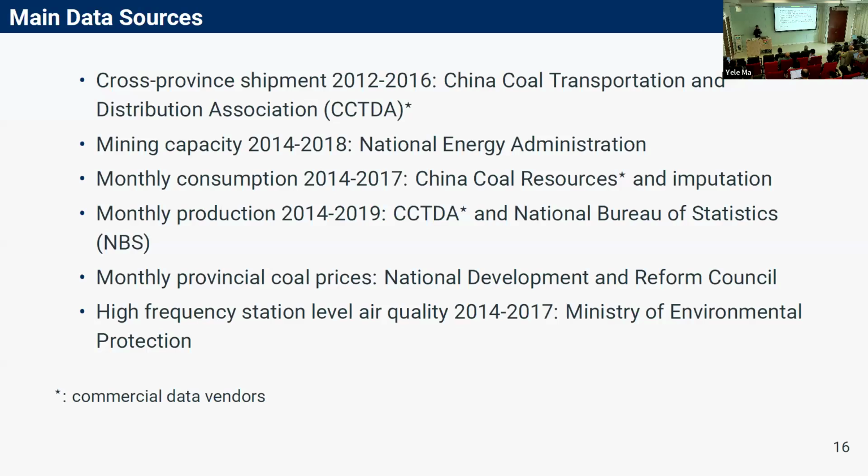The main data sources we use include the cross provinces shipment data, the capacity data, and the monthly consumption for each province and production for each province. Some of these are commercial data, but basically you're going to think about, we have a data set of P, the price, and the Q, the quantity for each province, as well as the transportation, the shipment between any two province pair.